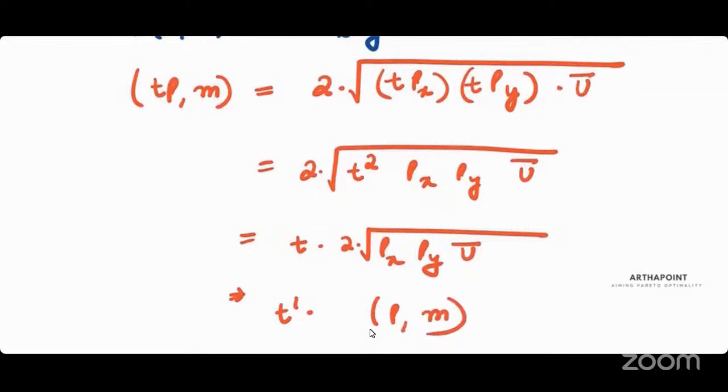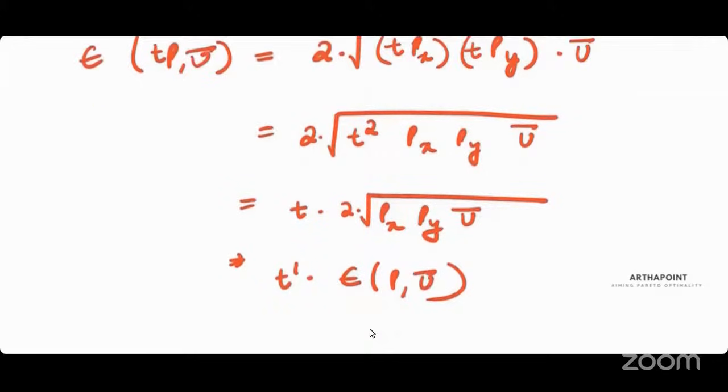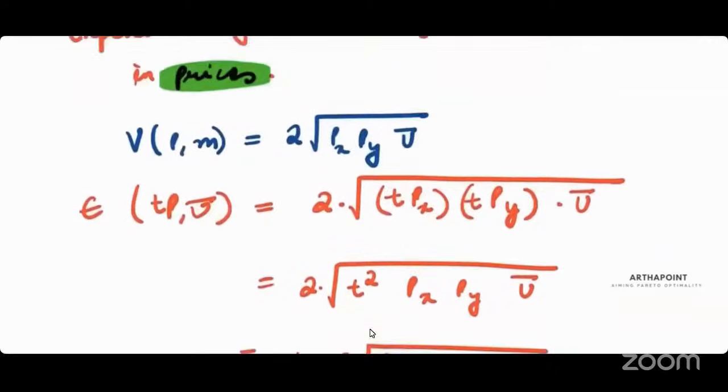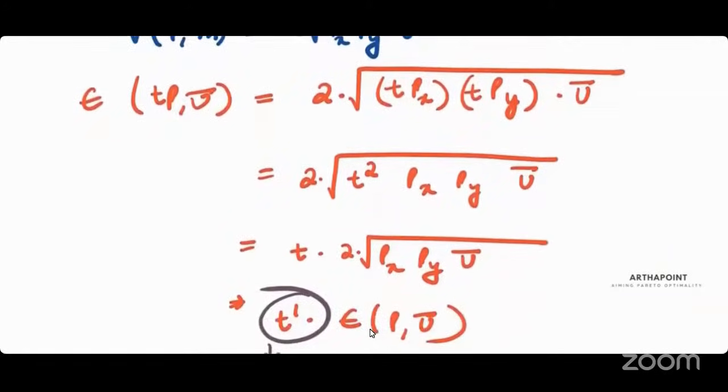Just write this as E so that you don't get confused, and here also you can write U bar. Because t has a power of 1 attached to it, we can simply go ahead and say that it is homogeneous of degree 1. The expenditure function is homogeneous of degree 1 in prices.